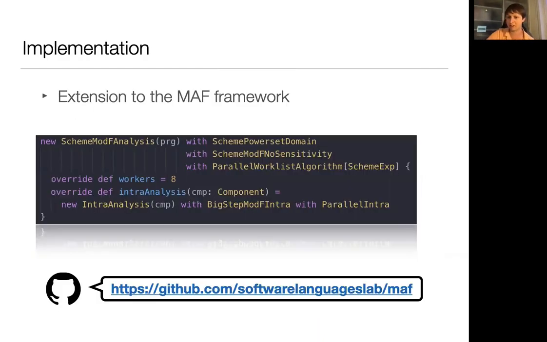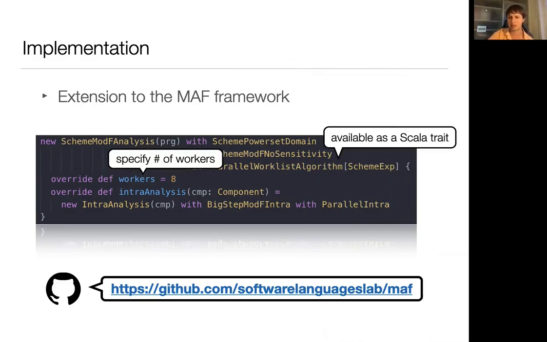So we have implemented this parallel worklist algorithm along with these optimizations in MUF, a framework for modular analysis. Now, I'll tell you more about MUF later today. The important takeaway now is that our parallel worklist algorithm works for any modular analysis, regardless of how the program is split up into components.